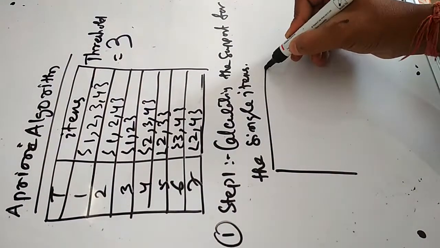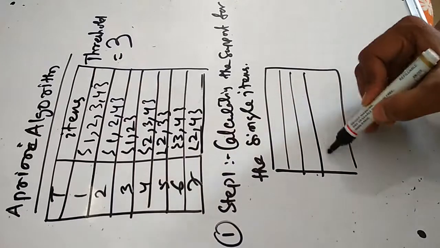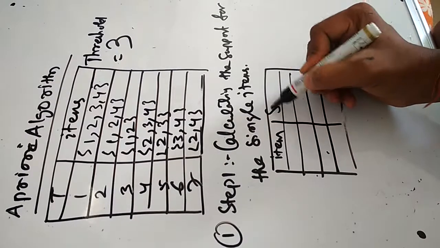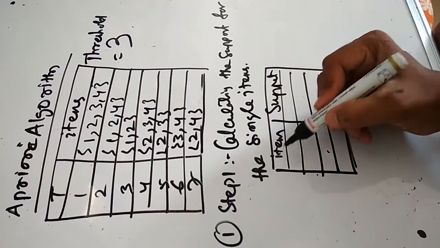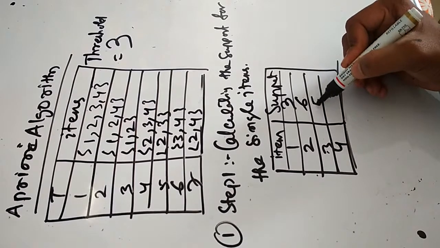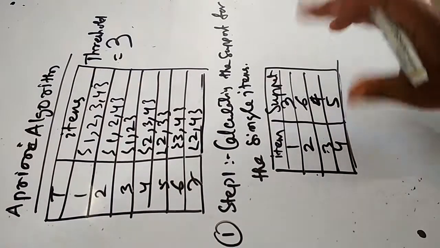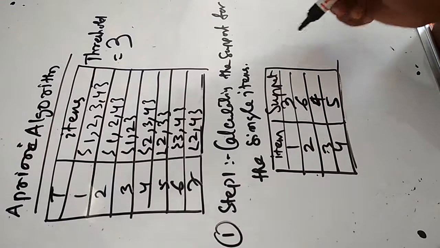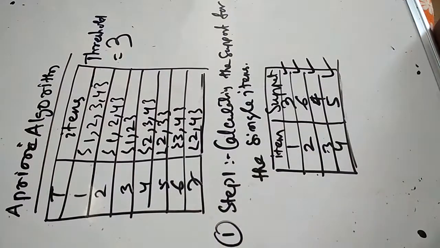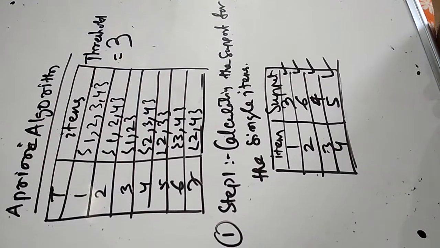So if I have a table like this of the items, here is the item and here is the support, for 1 2 3 4. What is the support here? 3, 6, 4, 4, then 5. These are the frequencies of the items when they are single. Here we can see that each item is equal to 3 or greater than 3, so all have passed it. We have to keep these items, 1 2 3 4, in our store.